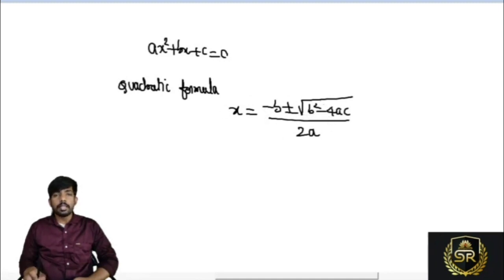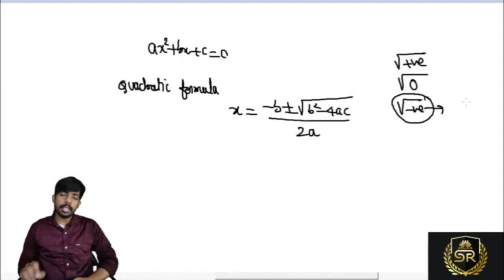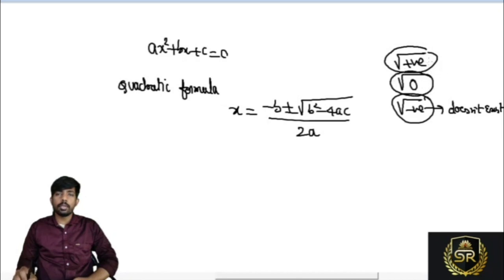Now here in this root, over positive exists, root over 0 exists, but root over negative doesn't exist. Okay, for the 10th class syllabus it doesn't exist. Okay, this is not real roots. So here positive and 0 both exist in root.